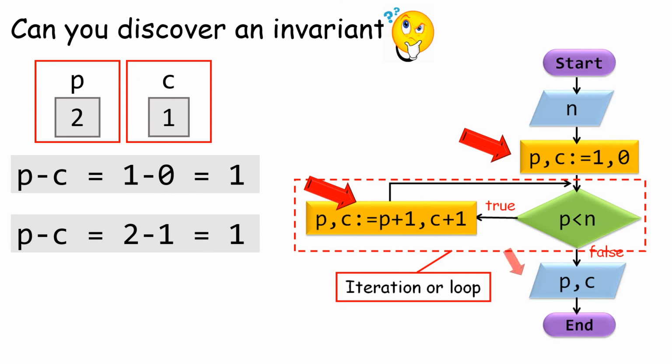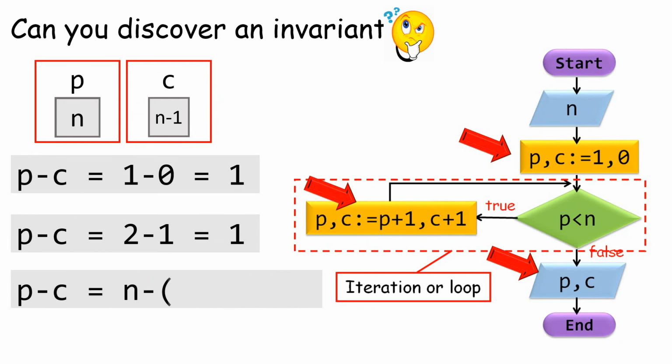And at the end of the loop, that is when the condition becomes false and the control comes out, the value of P will be equal to N. That is, the number of pieces will be equal to the number of individual squares in the chocolate bar. So, at this point, P is N. And since C is always 1 less than P, the value of C will be N minus 1. So, P minus C will be equal to N minus (N minus 1), which is equal to 1.